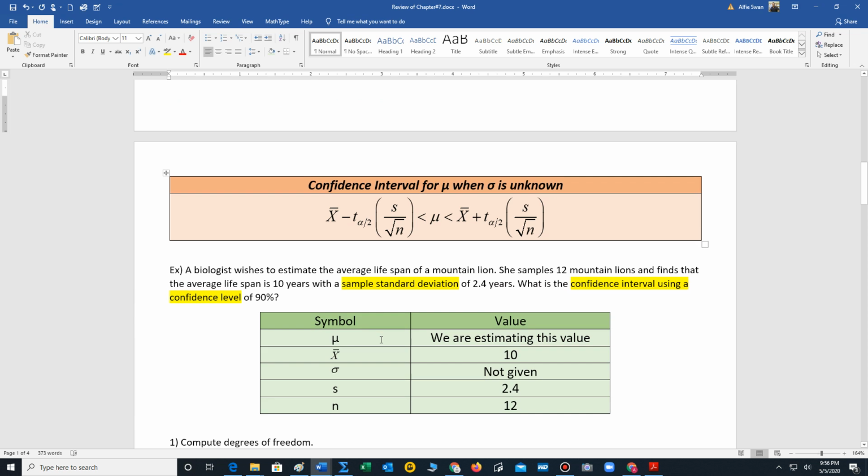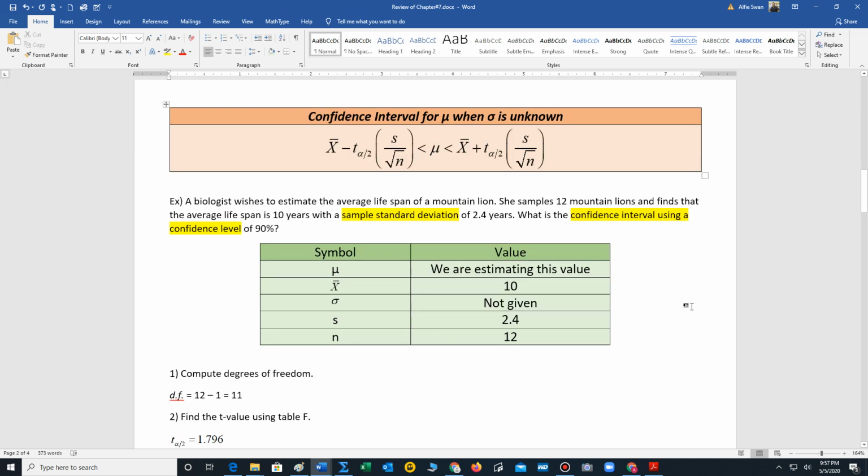Now we go into 7.2. This is where we have to compute the confidence interval for mu when sigma is not known. So most likely sigma will not be provided. In that case, we have to use the sample standard deviation in place of sigma. And we do not use the z distribution or the normal distribution. We use the t distribution.